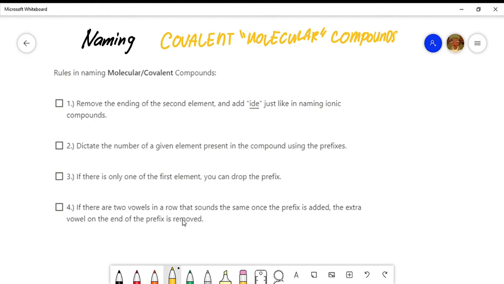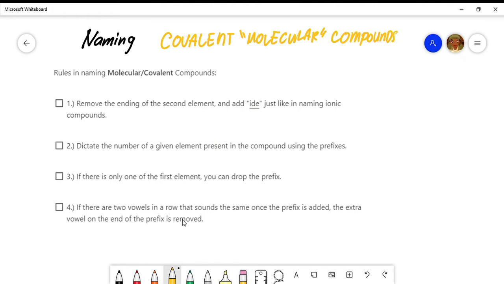Hey everyone, so today we will be learning about naming covalent molecular compounds. From our previous video, I've discussed how to name ionic compounds. And now we're naming covalent or molecular compounds. So we already know that molecular compounds are made when two or more elements share electrons in a covalent bond to connect the elements. So when we say covalent or molecular compounds, it occurs between nonmetals plus nonmetals or of the same elements.